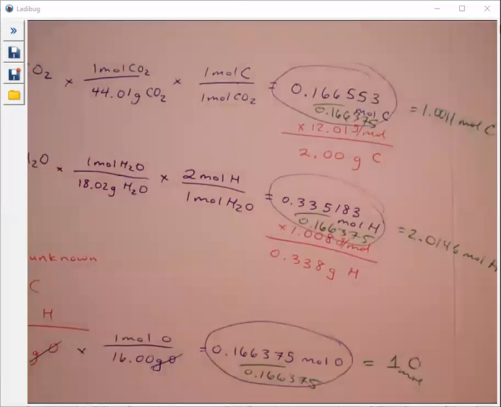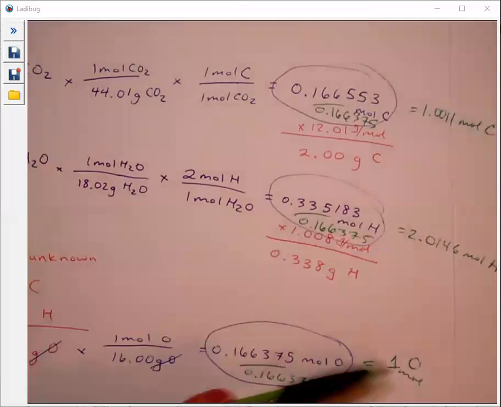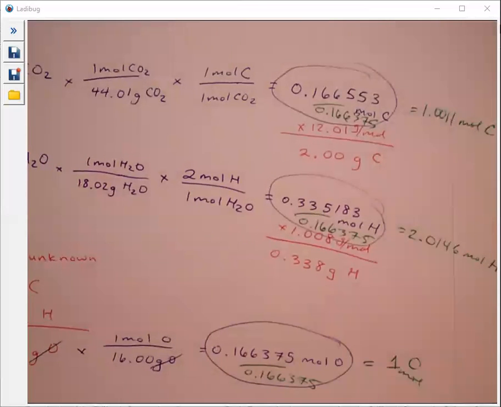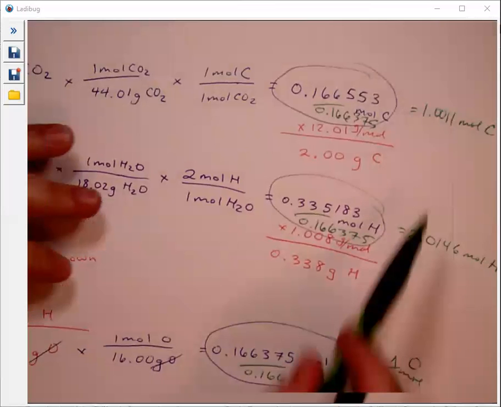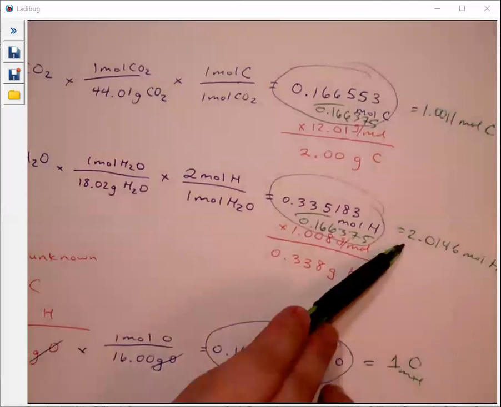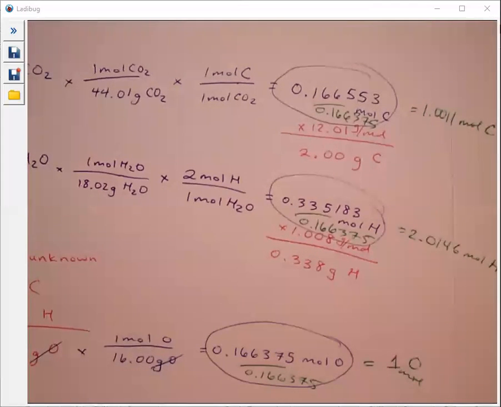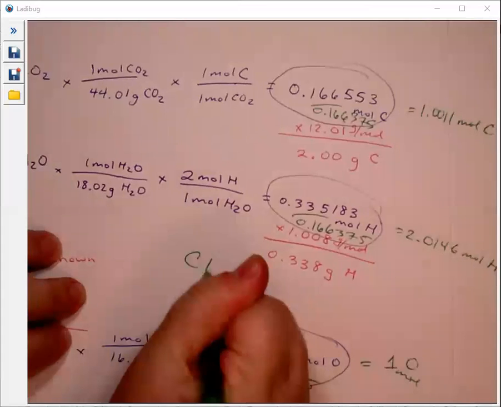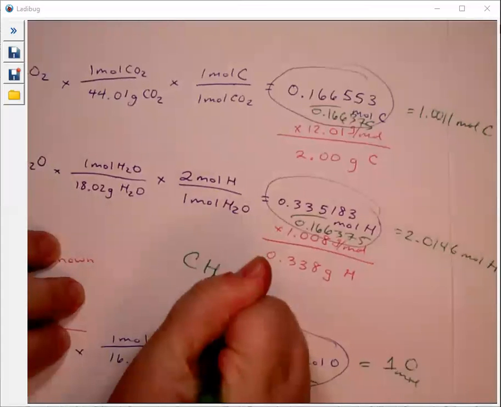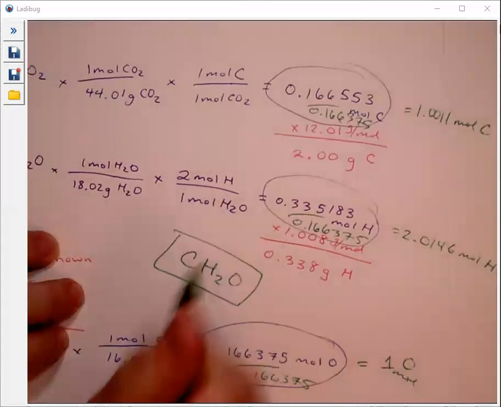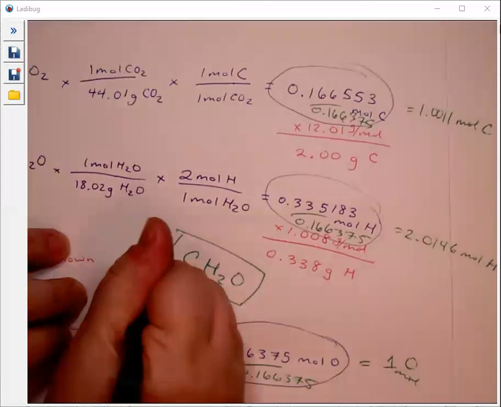And so now these are our mole to mole ratios, which can go in the subscripts of our empirical formula. So what we'll get for our empirical formula is C1H2O1, or CH2O. So there's my empirical formula.